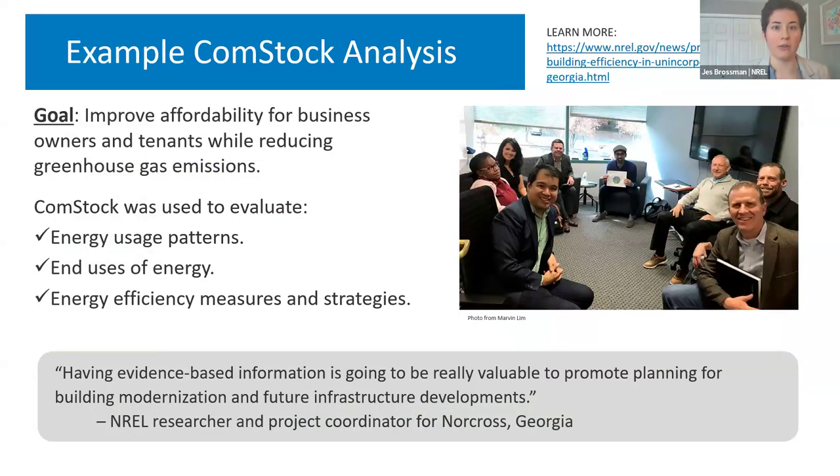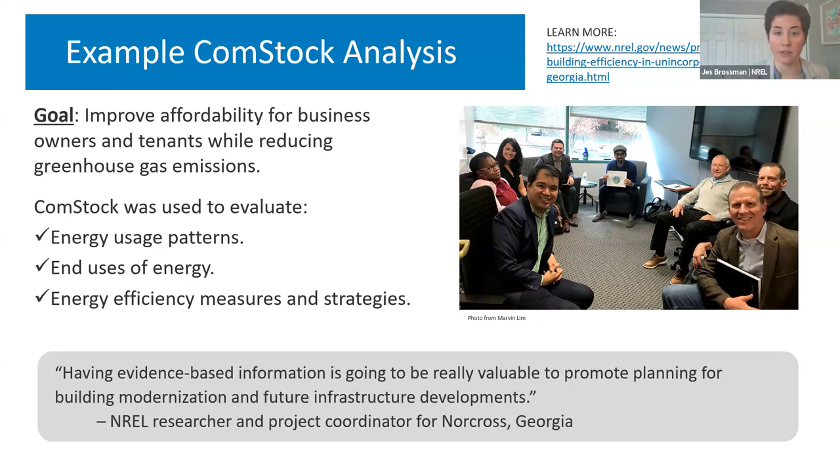Here's an example of how one city was able to use ComStock information. ComStock was used to help a city in Georgia called unincorporated Norcross. There were over 10 million square feet of aging commercial buildings zoned for industrial and business activities in the area. NREL, a regional efficiency organization called SEA, and community groups across Norcross identified project goals. They wanted to evaluate different energy usage patterns in the area, what were the biggest end uses of energy, and what measures and strategies they should target in order to upgrade the commercial buildings in their area.